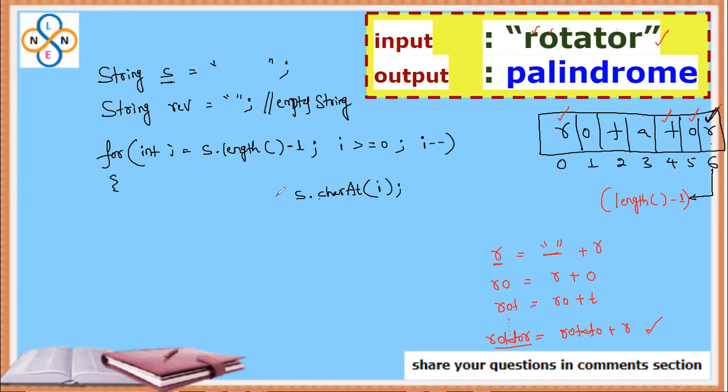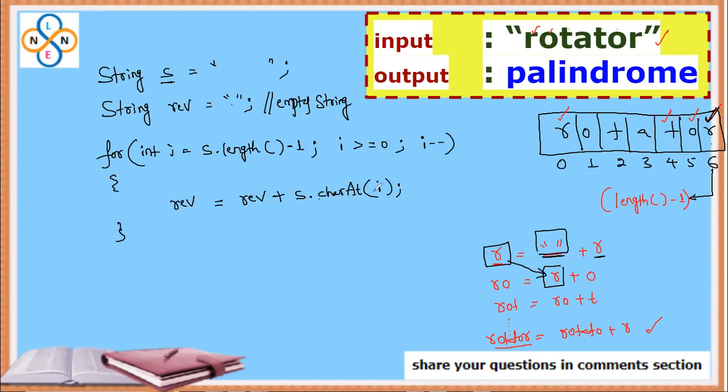Then what do we have to do? This character we have to add to an empty string. But what's the variable for the empty string? Rev. So here we are taking the last character and adding it to the empty string, and the result has to be stored back to rev only, because here it is rev, then here also it should be rev, for code repetition. This means the result has to be stored back to rev.